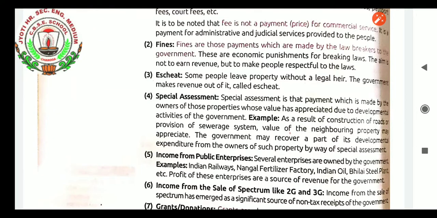Special assessment is that payment which is made by the owners of those properties whose value has appreciated due to development activities of the government. For example, as a result of construction of roads or provision of sewerage system, the value of the neighboring property may appreciate. The government may recover a part of its development expenditure from the owners of such property by way of special assessment. When industrialization is done, the value of the nearby land also increases. So at that time the government will charge some tax and earn some income from that special assessment of the value of the piece of land. That is known as special assessment.